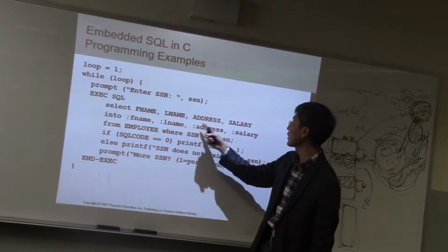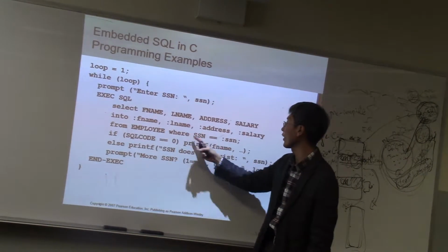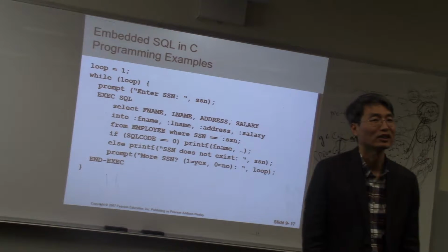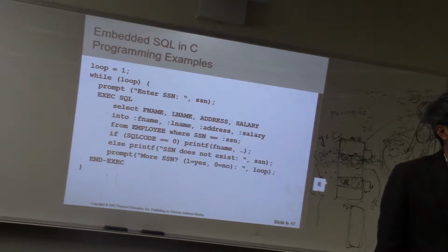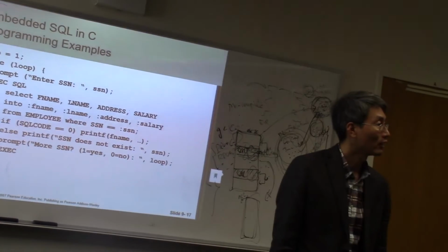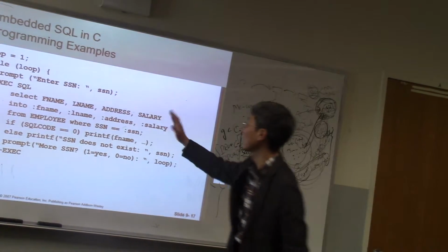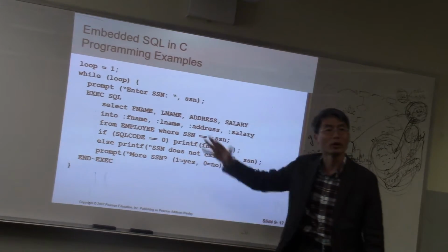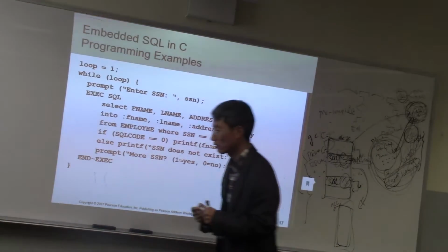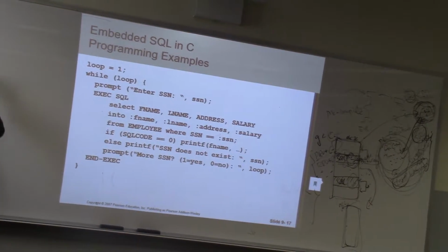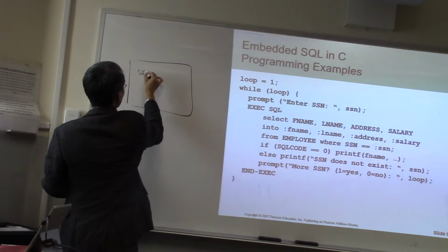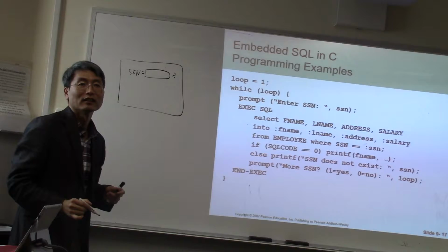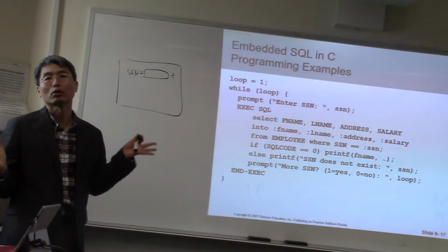Select first name, last name, address, salary from employee where social security number is the input. We cannot change it. This is SQL, right? So always select first name, last name, address, salary from employee where social security number. Which means when you implement this one, SSN is what? Then click. That's it. This is the only way to use this SQL.